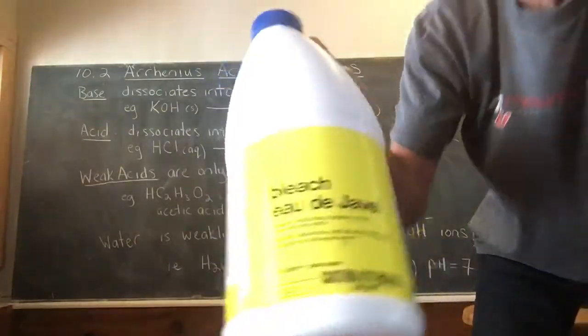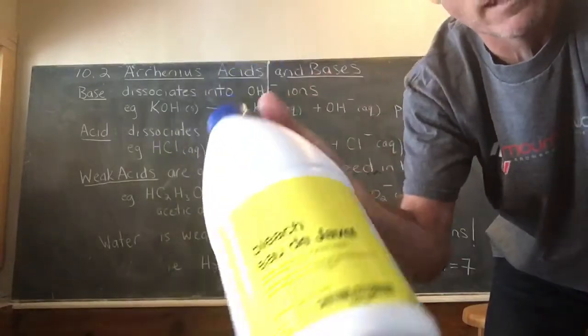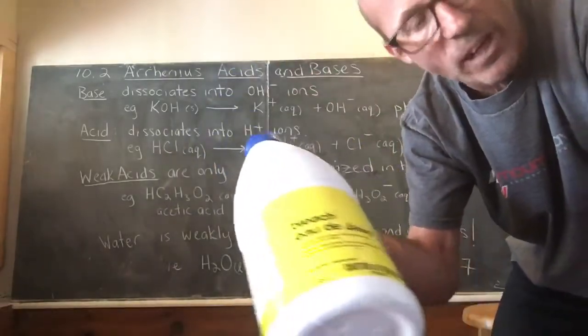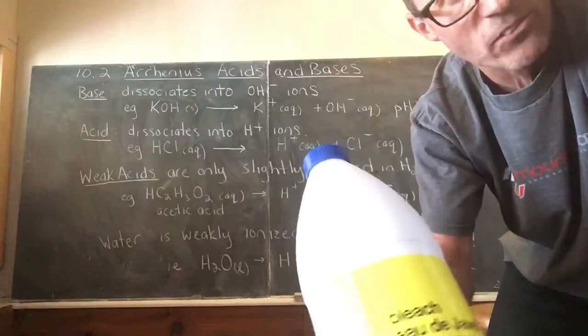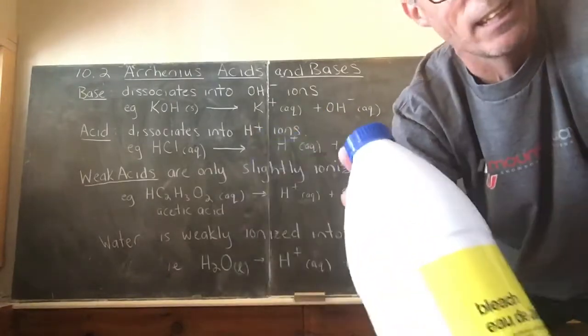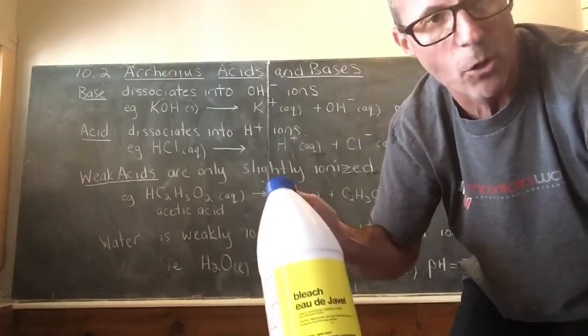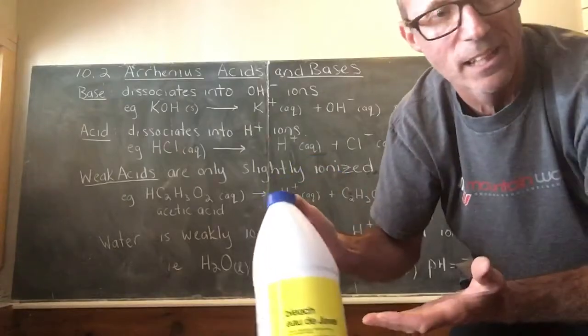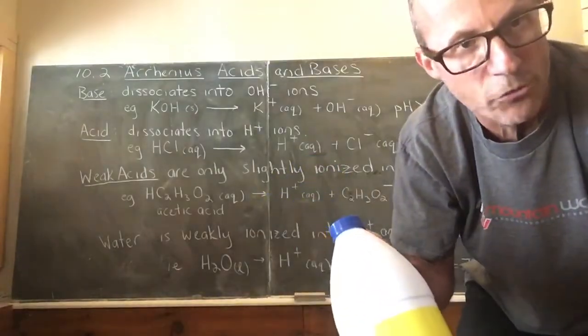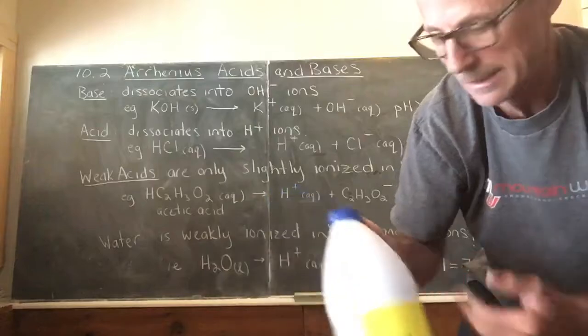Bleach, on the other hand, which is also hard to find these days, this, believe it or not, has a very high pH. It could be as high as 13. And we know that typically the pH scale goes from 0 to 14, but in reality, it can go below 0 and it can go above 14.